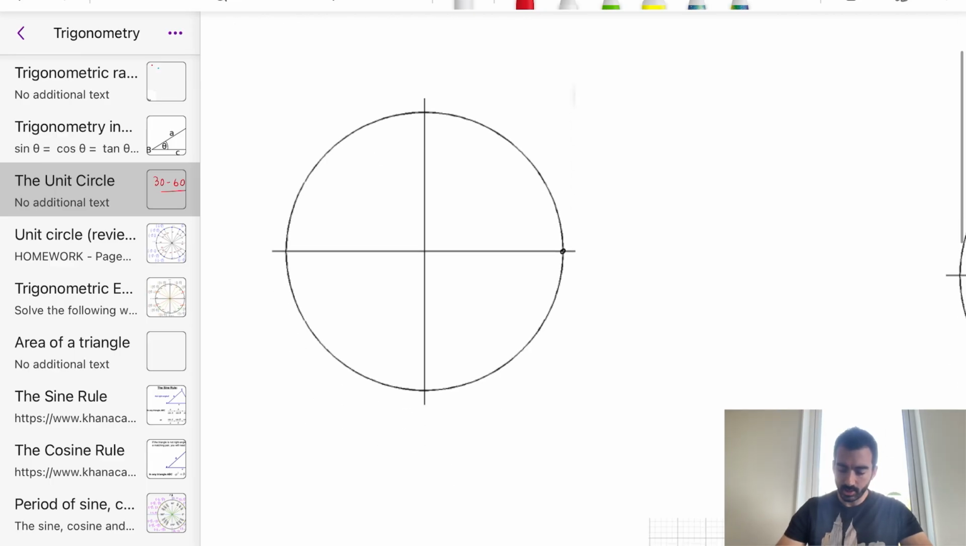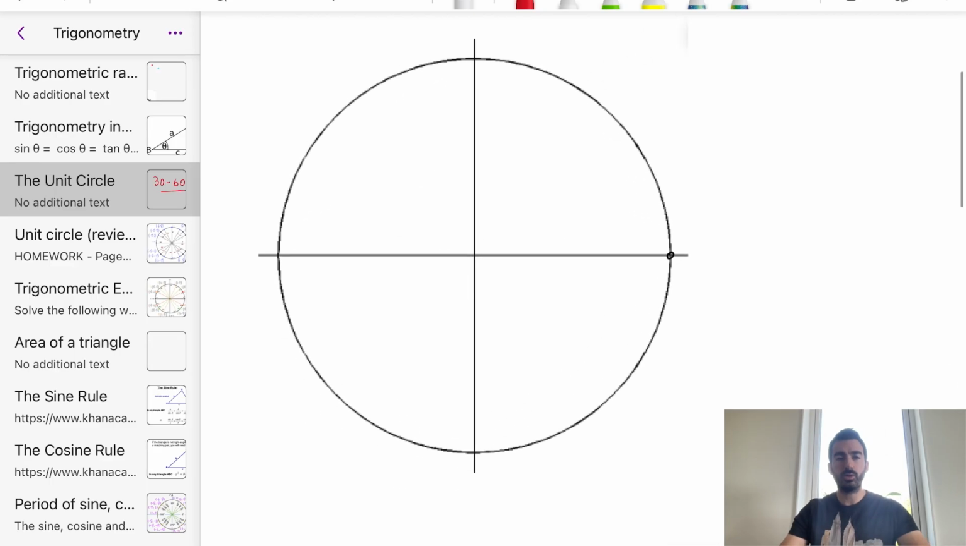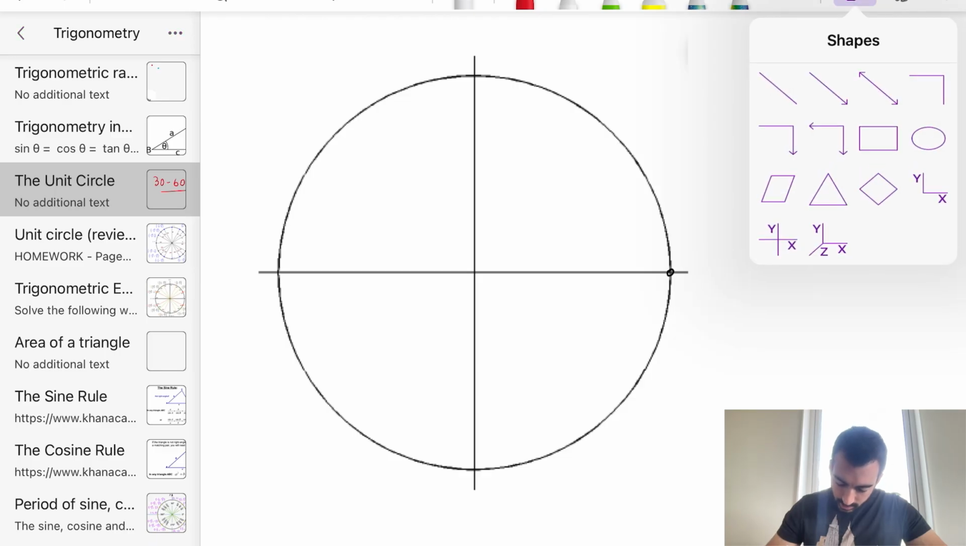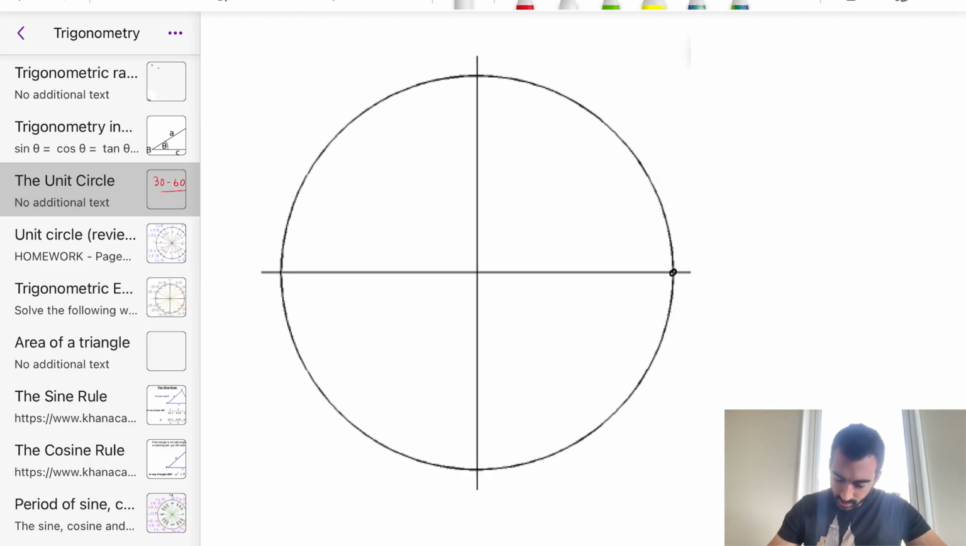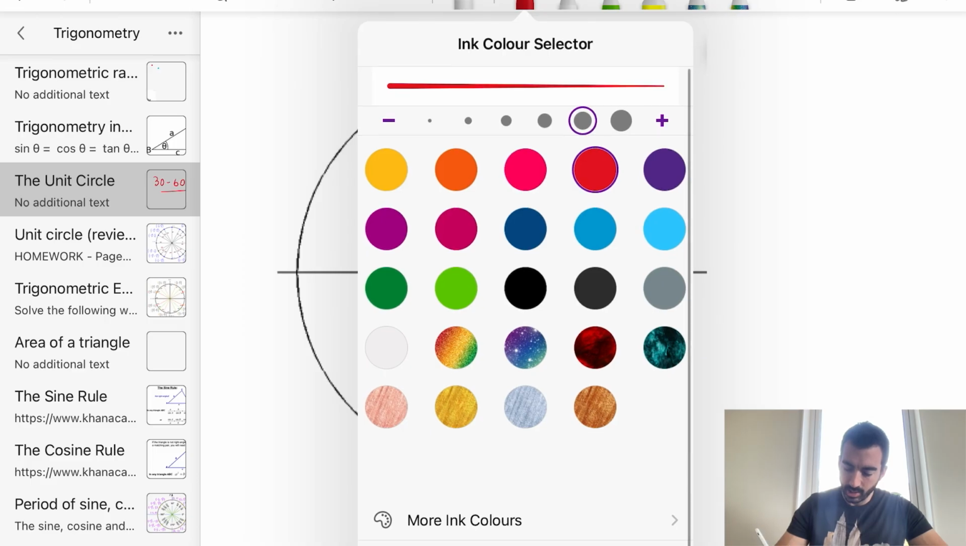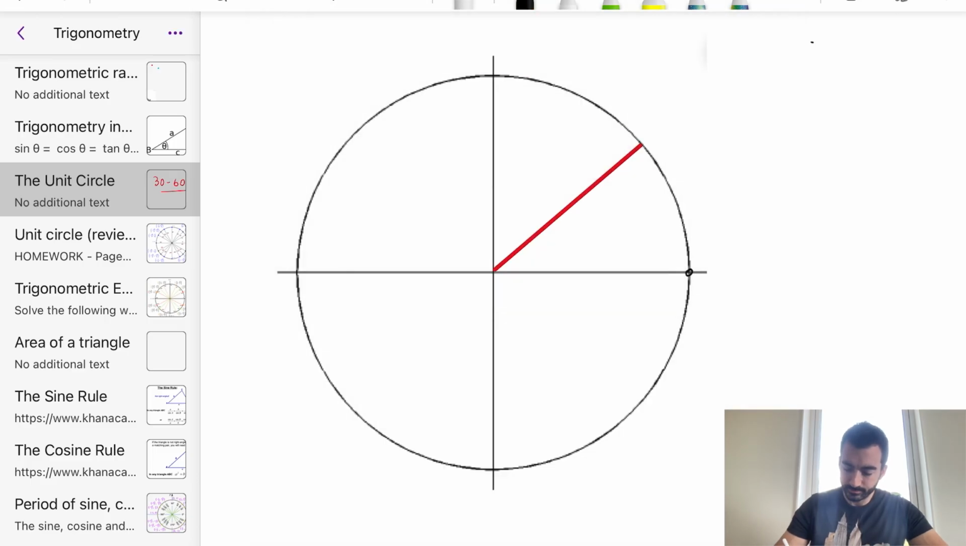So this is my unit circle here. And why is it called a unit circle? Because the radius of a unit circle is a unit. So it's equal to 1. If I draw a straight line from the center, I know that the distance of this radius is equivalent to a unit, to 1.